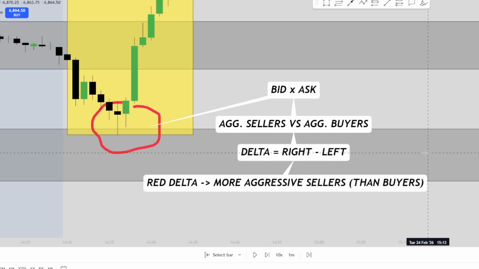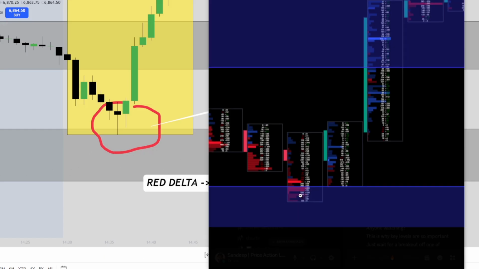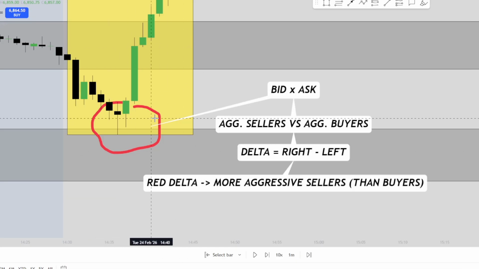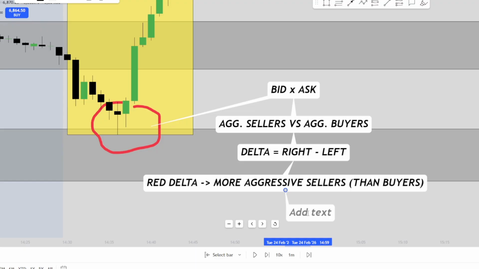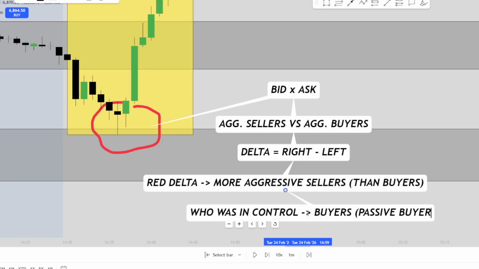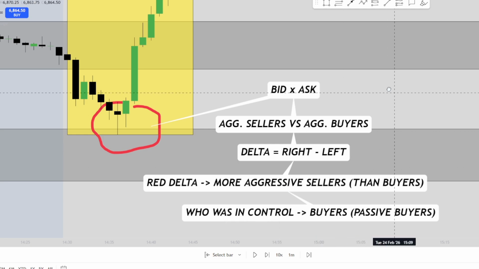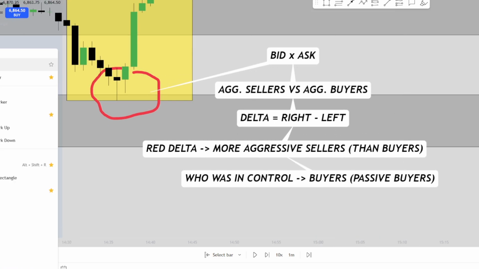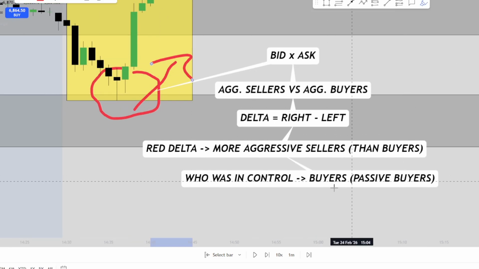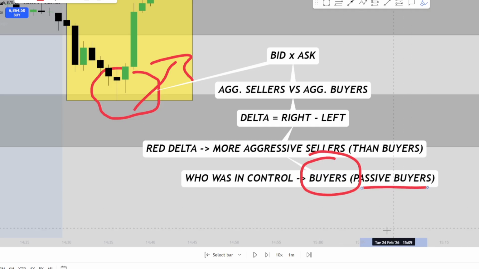Now, you want to ask yourself something. If there were more aggressive sellers and the market moved higher, who was in control at this zone between the buyers and the sellers? Well, the answer is buyers. More specifically, we call these passive buyers. Passive buyers are basically what's driving price up at this zone.